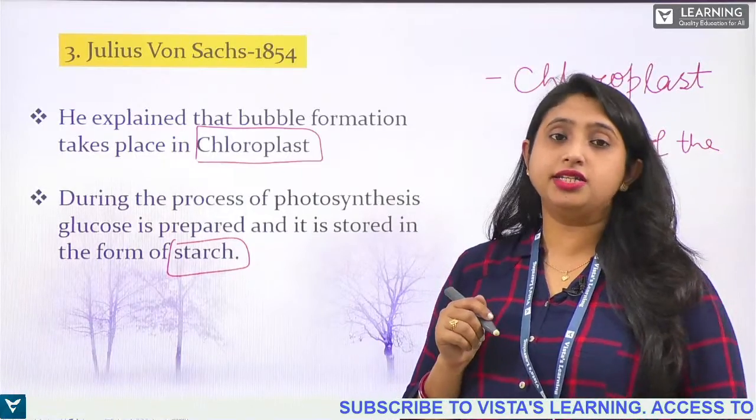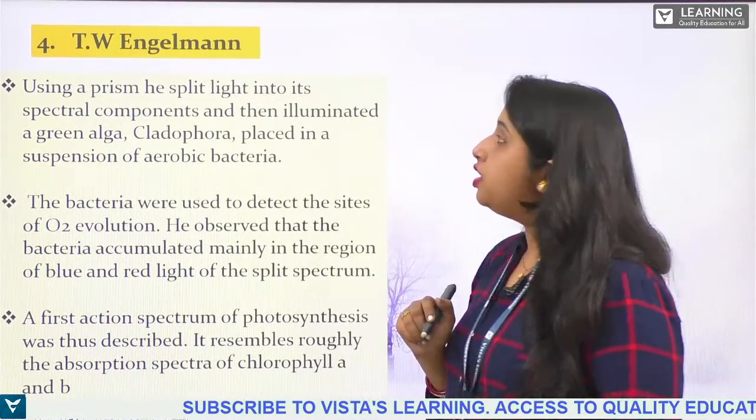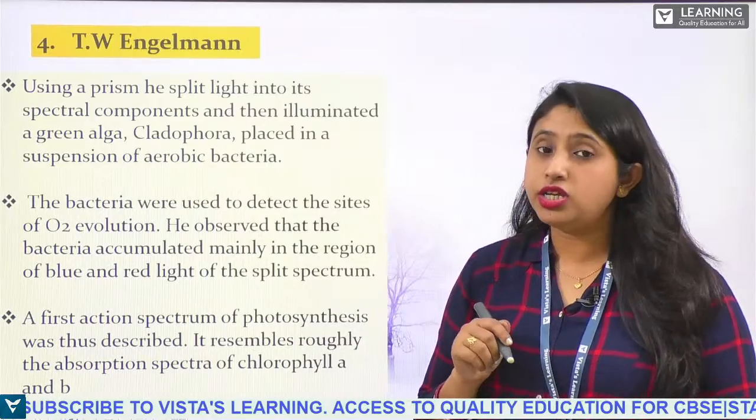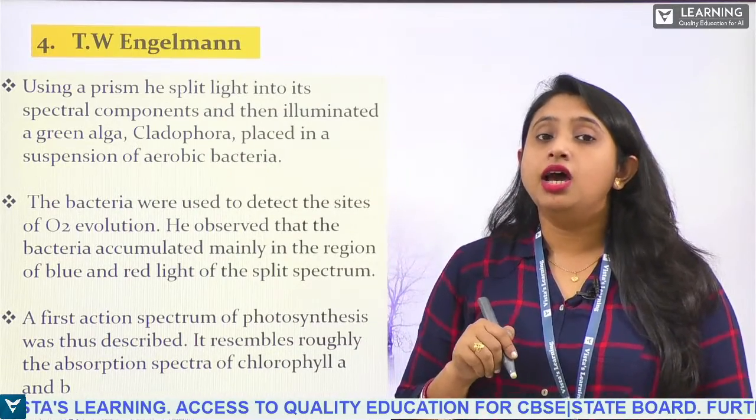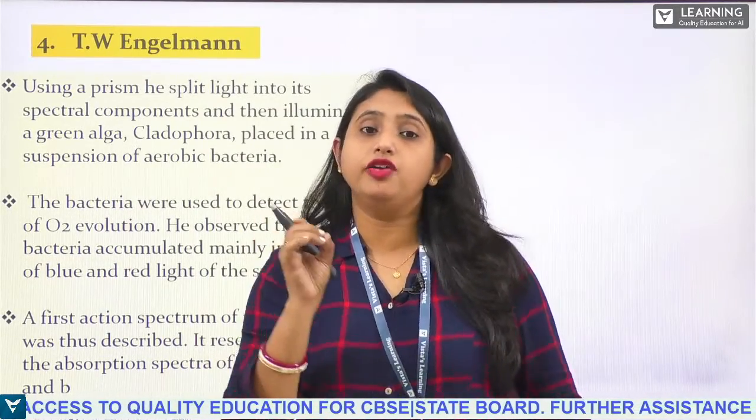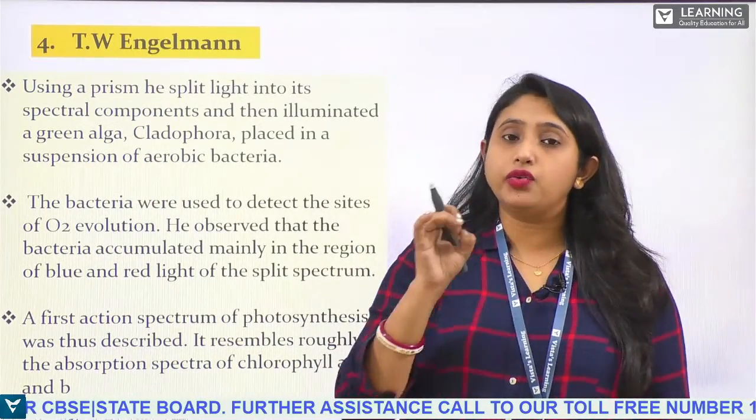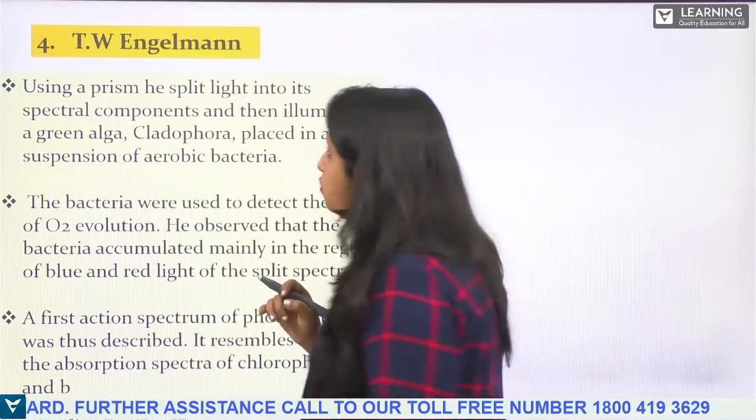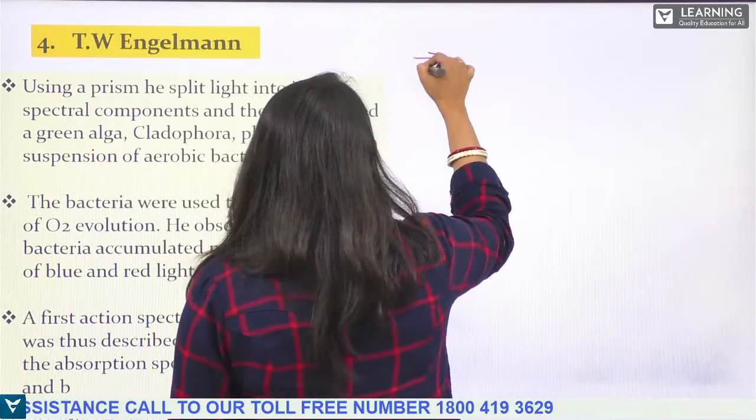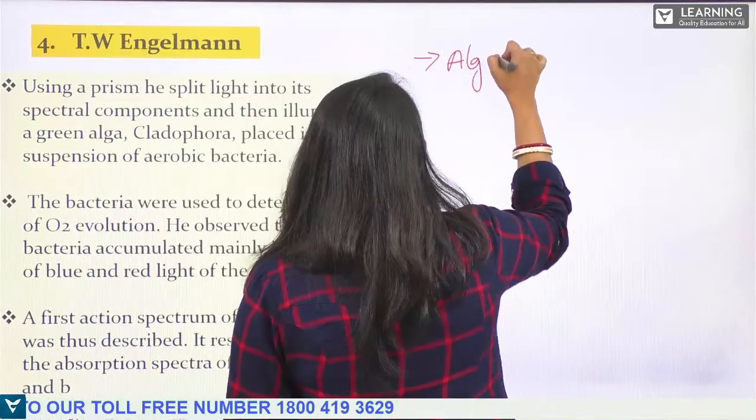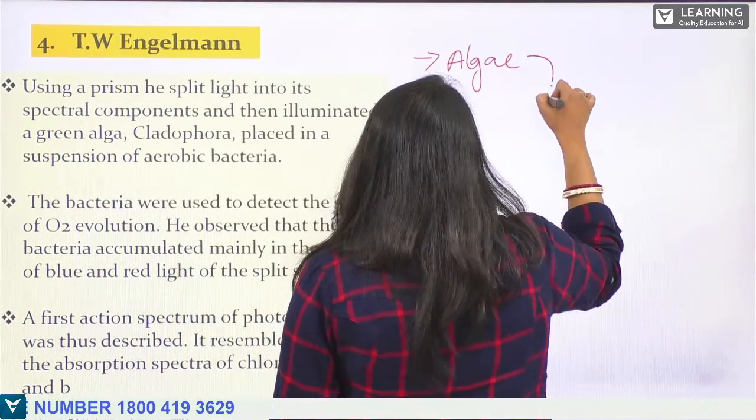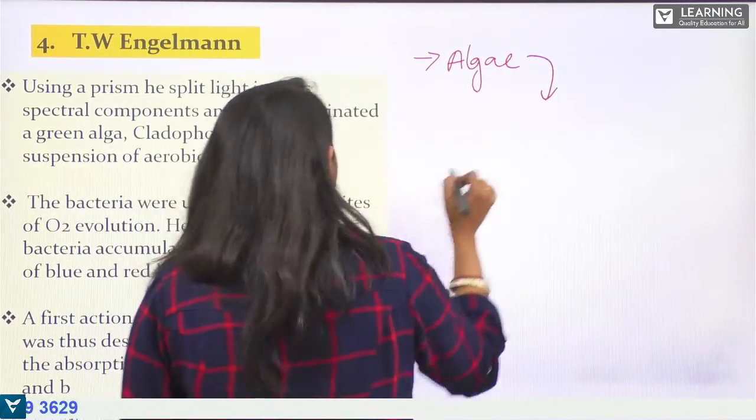Now another scientist, that is Engelmann. He discovered that the maximum wavelengths at which photosynthesis takes place are the blue and the red wavelengths. Now see what he has used. He used algae, that is Cladophora.